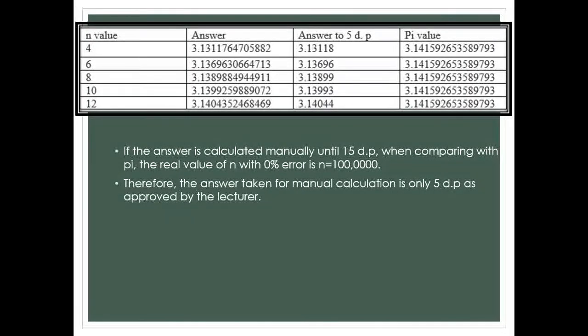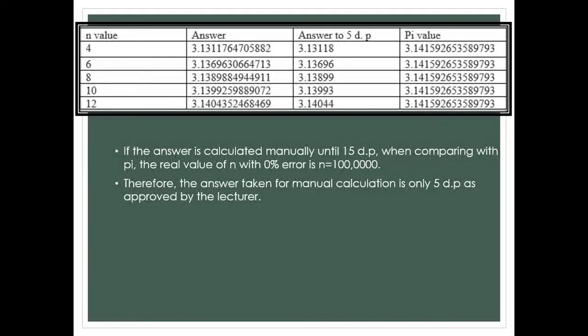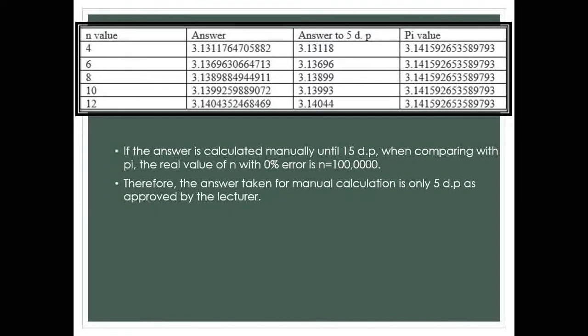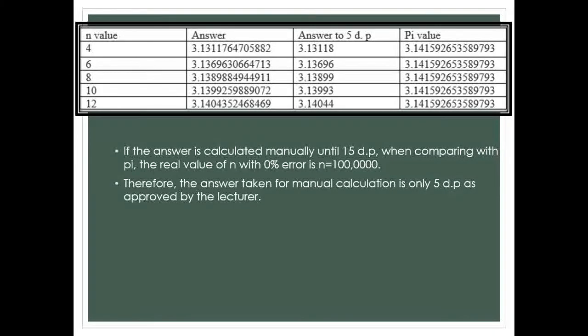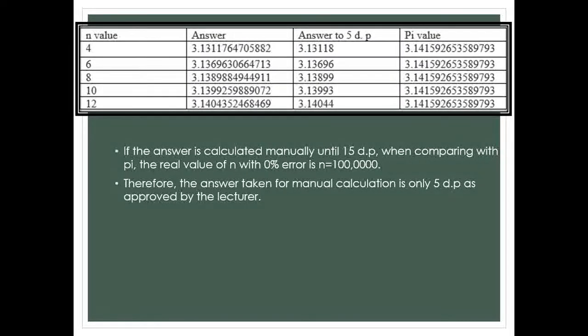This is the table for n value and the answer for 5 decimal places and 15 decimal places, and also the value of pi. If the answer is calculated manually using 15 decimal places, when comparing with pi, the real value of n with 0% error is n equal to 100,000. Therefore, the answer taken for manual calculation is only 5 decimal places as approved by the lecturer.